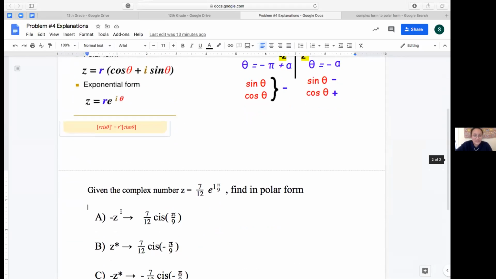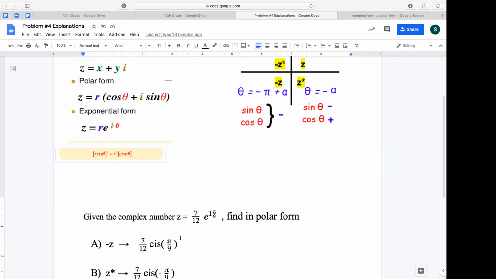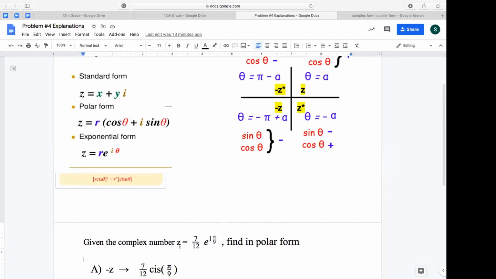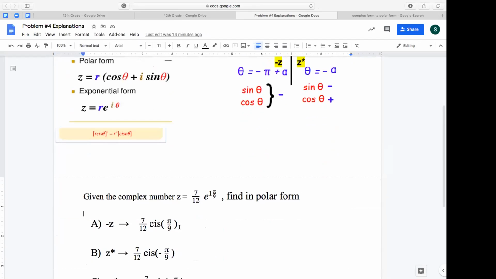For the first one, we have negative z, and you see from that 7/12 is the radius, the r. Then you put cis, and your theta is going to be pi over 9. It's positive pi over 9 because if we see how it's spread out over here, it's going to be positive pi over 9.